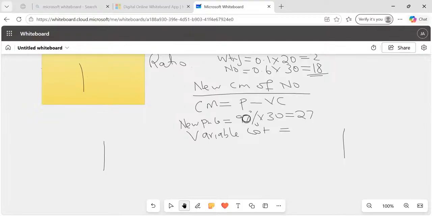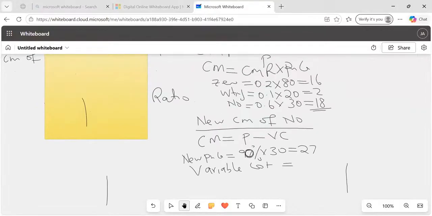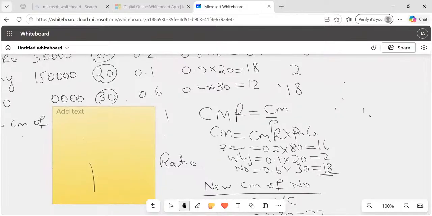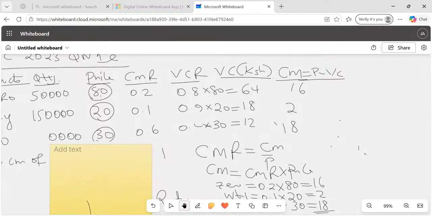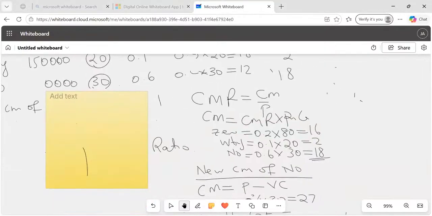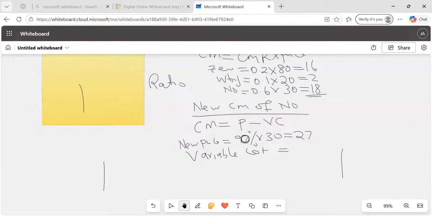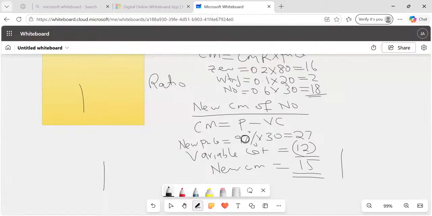The variable cost of No Fly, is it 12 or 15? Where did I see this? Sorry for that. The variable cost of No Fly, it is 12, yeah. The variable cost of No Fly is 12. So come and subtract. So the new CM is supposed to be 15, like that.